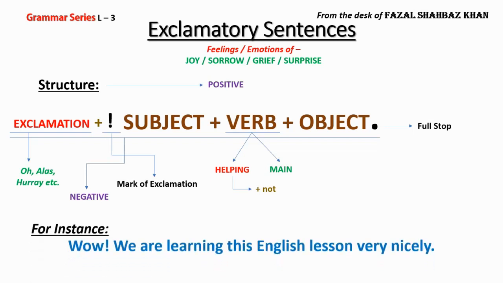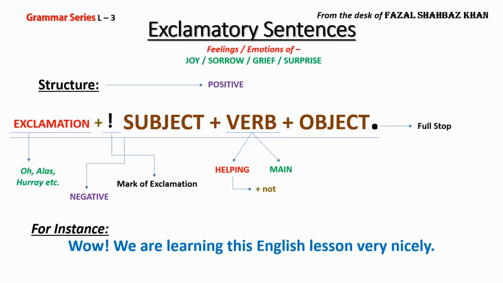Wow. Now, keeping in mind that expression "wow", and alongside it a mark of exclamation right after that, followed by, if we leave the two things, then what are we left with? We are learning this English lesson very nicely. The same statement that we do have in an assertive sentence. So the rest of the things belong to assertive once again, and the beginning shows you in addition that it has become your exclamatory sentence.